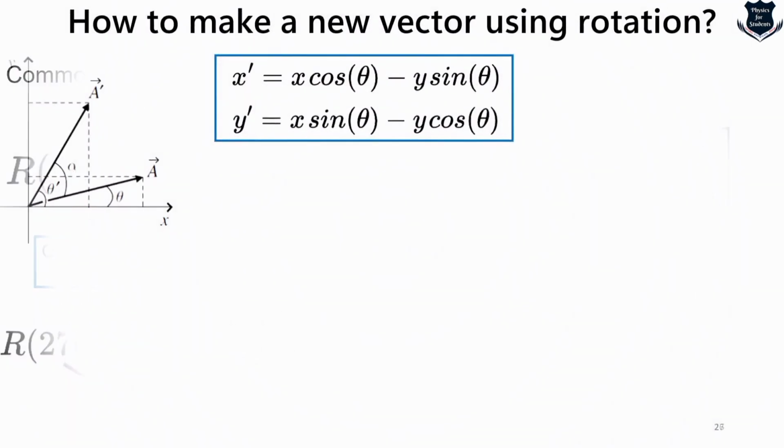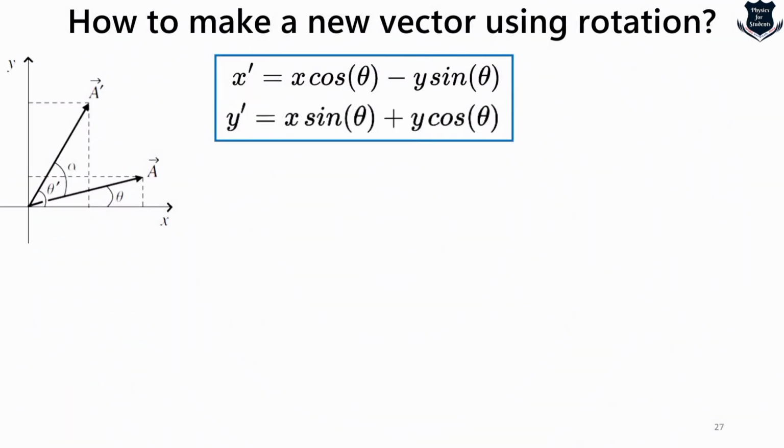So let us go back to what we have left. Here you see that x prime is equal to x cos theta minus y sin theta, and y prime is equal to x sin theta plus y cos theta.